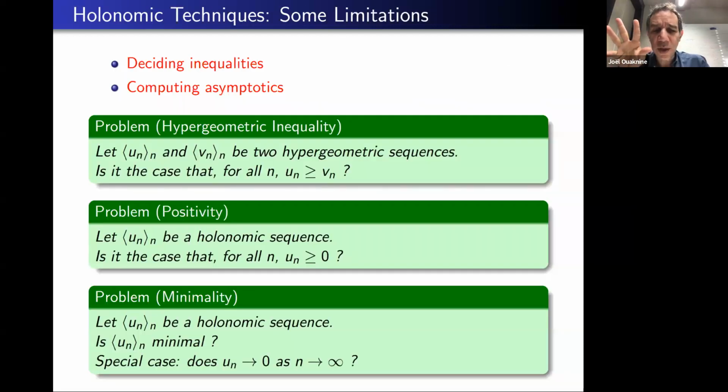And perhaps one thing to point out is that in the first part of the talk, I was talking about identities, and this had a very algebraic flavor, whereas now I'm looking at problems that have a much more analytic flavor because I'm looking at inequalities and asymptotics.